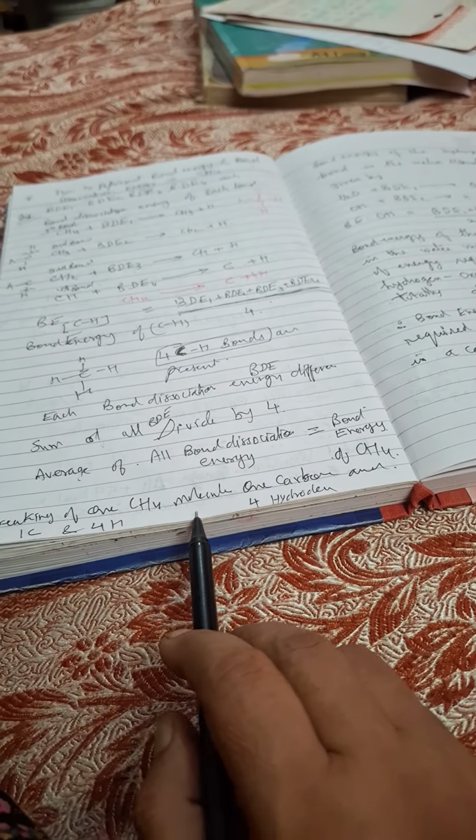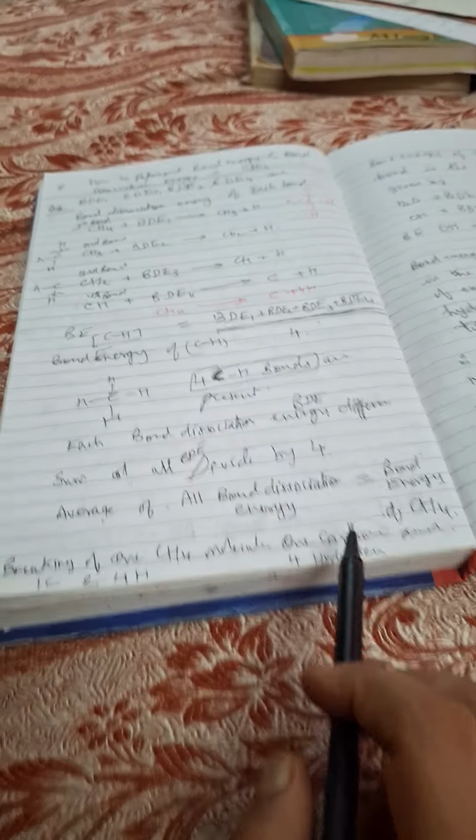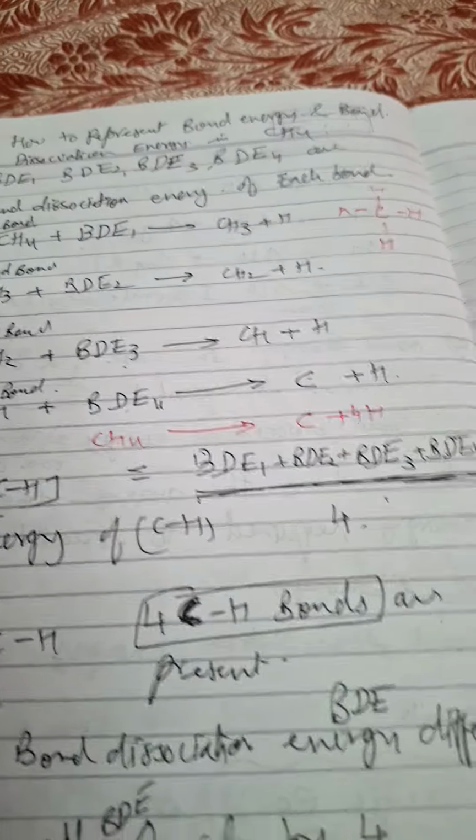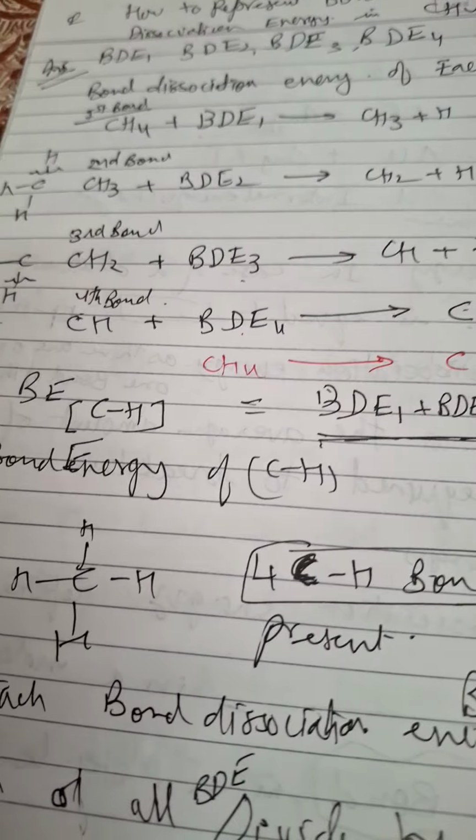So breaking one CH4 molecule, one carbon and 4 hydrogen atoms are obtained. Clear to you? So I think this will be clear: the bond dissociation enthalpy as well as the bond energy of methane.